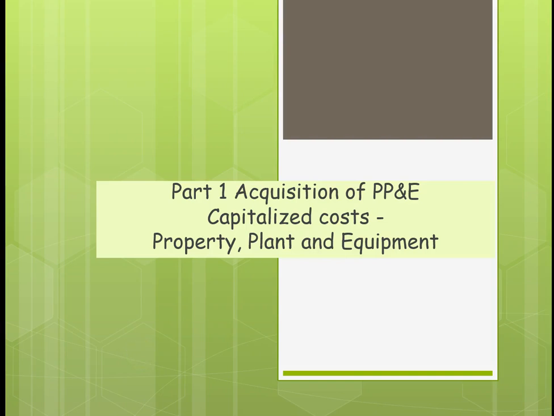Part 1, Chapter 10, we're going to go over acquisition of PP&E, property, plant, and equipment, and what costs are capitalized. Those are costs that we treat as part of the asset.